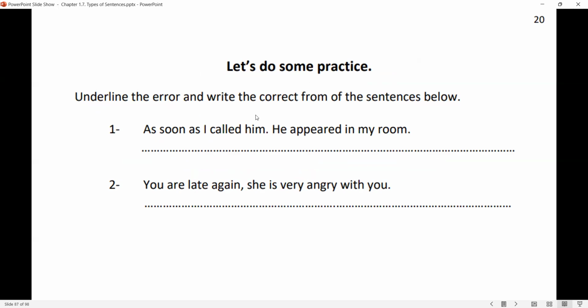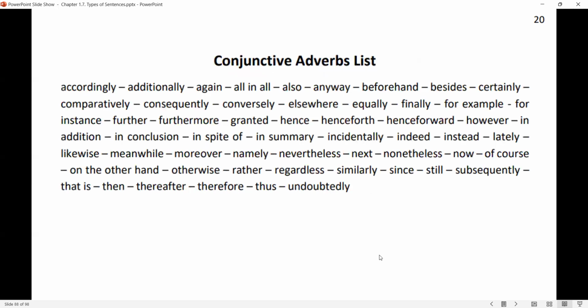Now, find the error, find the mistake, and correct it. All right, I think we can check the answers in class on Tuesday. As soon as I called him, he appeared in my room. What is the mistake here? Or you're late again. She's very angry with you. Is this okay? Find the mistake and then correct it.